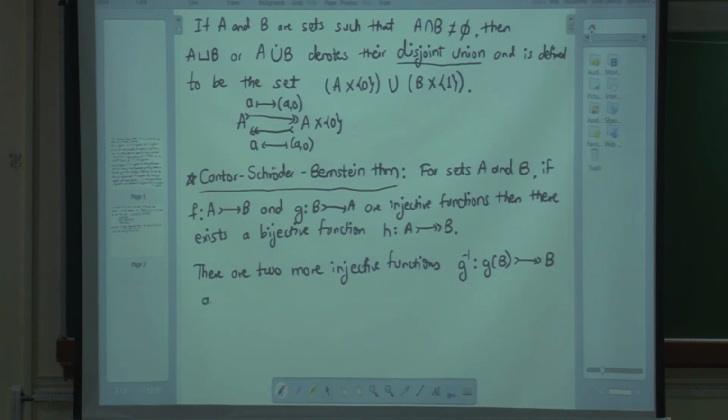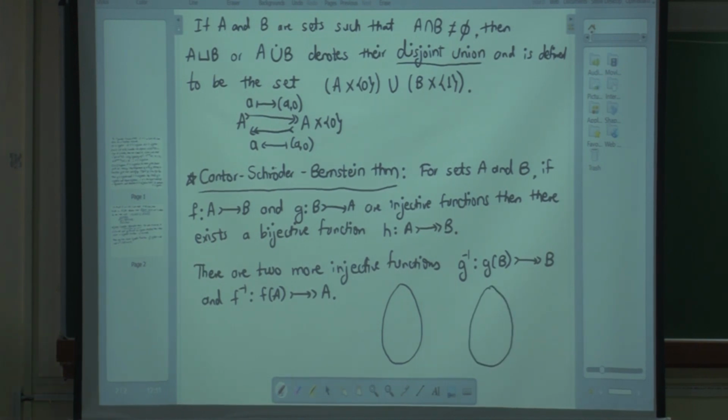And f inverse is also a function from f of A to A. So now we have a lot of data. So let us try to picture this.